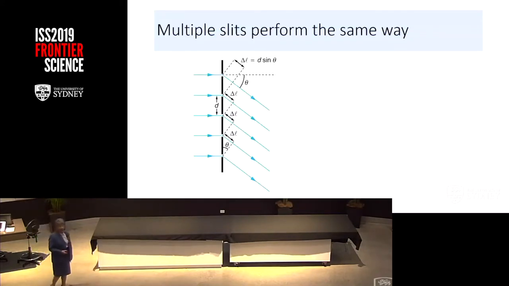That was with two slits. You can have things with lots and lots of slits, diffraction gratings, for instance, and they perform just the same way, and you do the same kind of sums about working out the path difference between adjacent rays, using the distance between the slits and the angle. So same stuff, just a bit more repetitive.